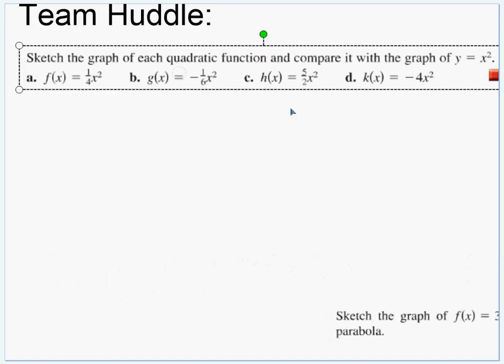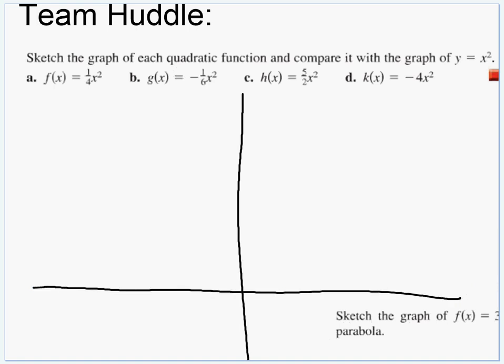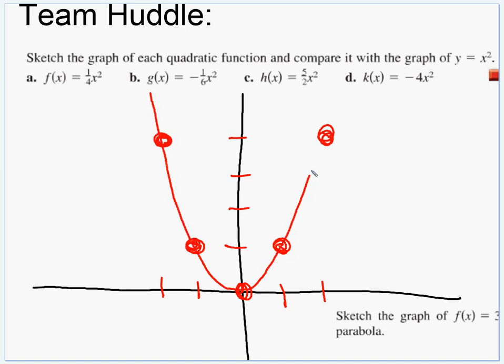Okay. For the first one, I'm going to use red for my graph of the basic. So here would be 1, 1. Here would be negative 1, 1. And then 2 would take us up to 4. So we would be up here. Negative 2 also up at 4. So the red graph is sort of our baseline. We're going to compare all these other graphs to this one.